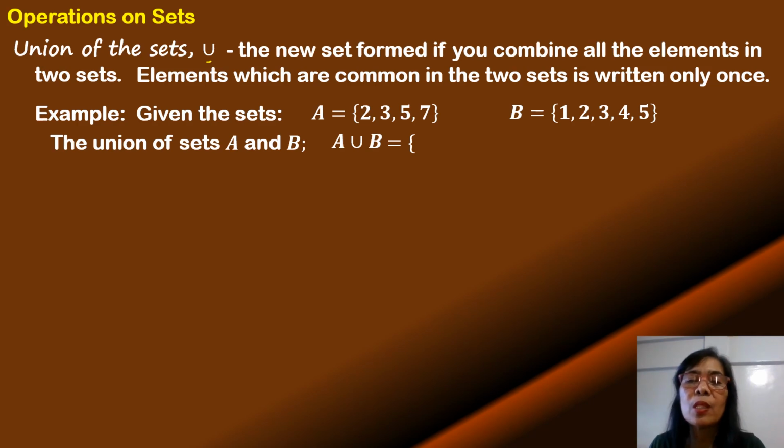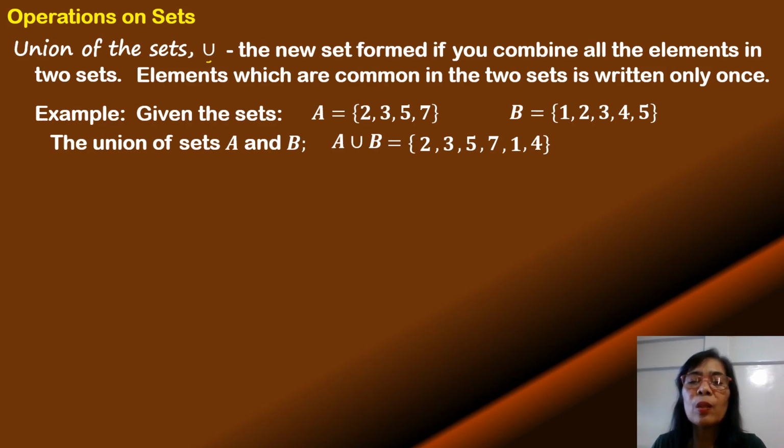So we start with set A. It has elements 2, 3, 5, and 7. So all these elements should be found in the union of A and B. 1 must also be found in the union. 2 is already written because it's common to set A. 3 is already written in the union. We have 4, so we write 4 in the union. So what you have here, 5 is already written as it is common in sets A and B.